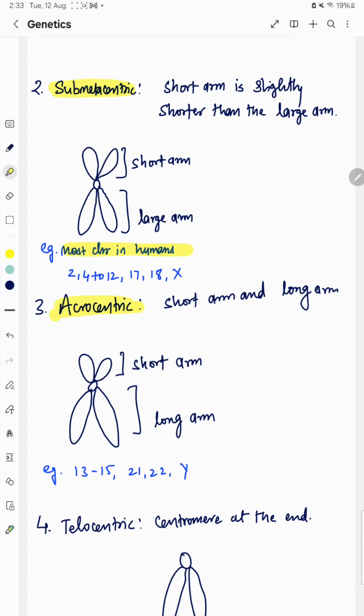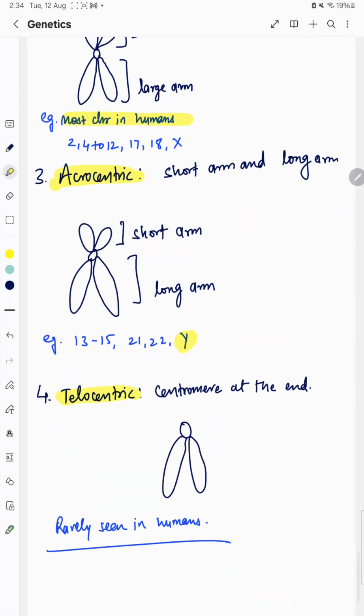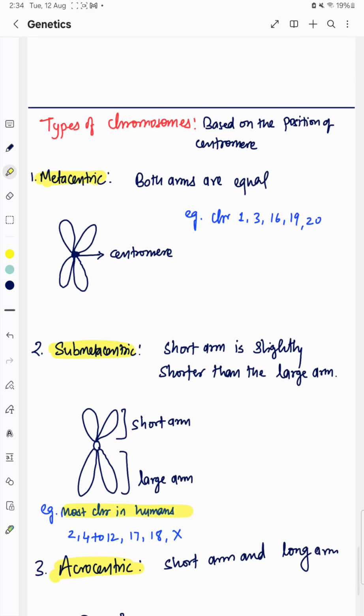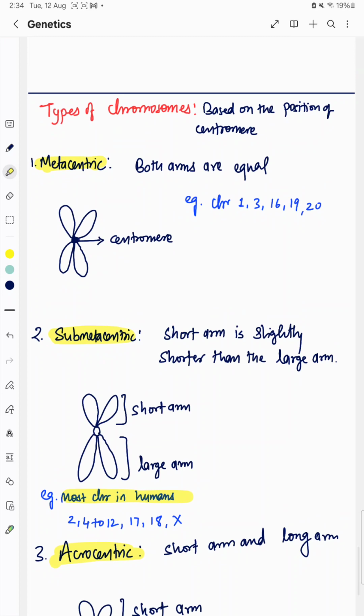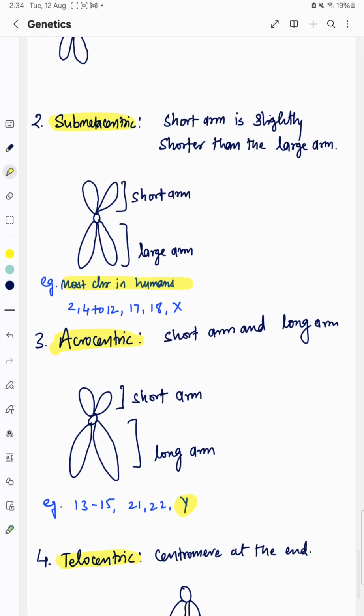Acrocentric chromosomes have a small short arm and a very large long arm. Chromosome 14 is an example of an acrocentric chromosome. In a telocentric chromosome, the centromere is present at the end. There are only two arms, no short arm, and this is rarely seen in humans. So on the basis of the position of the centromere, four types of chromosomes are there: metacentric, submetacentric, acrocentric and telocentric.